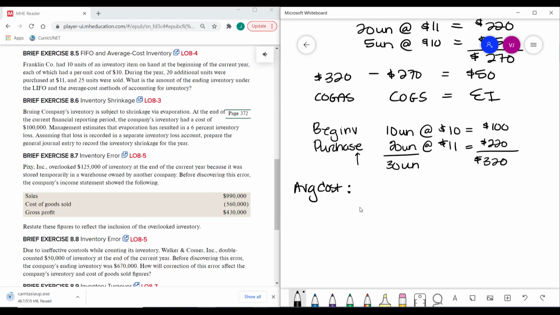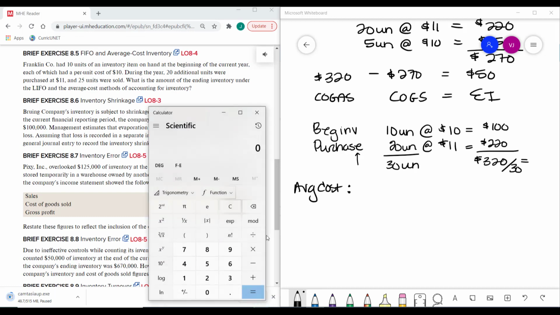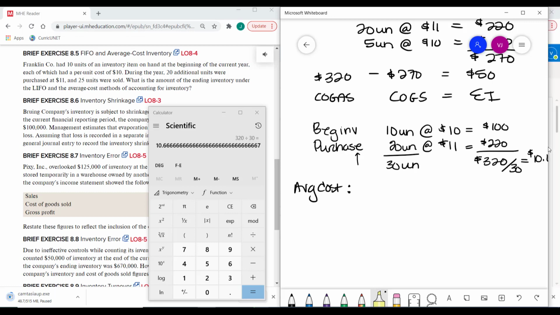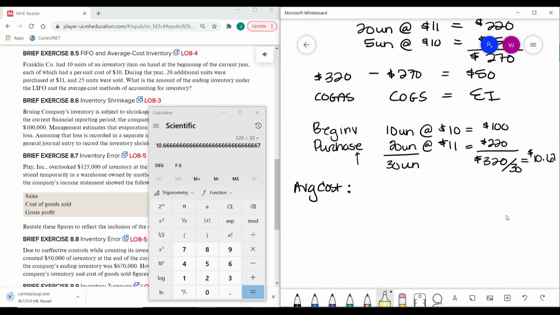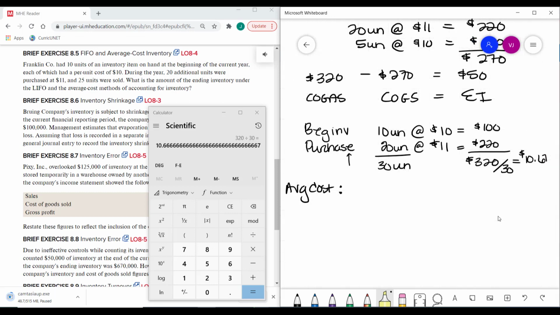Well, with the average cost, remember you take that total cost of your inventory, the total cost of goods available, and divide it by the units to see what the total average cost comes out to. So that'd be 320 divided by 30. That's an average cost per unit of about $10.67. Okay, so that's our average. Let's move that back out. Okay, so $10.67.